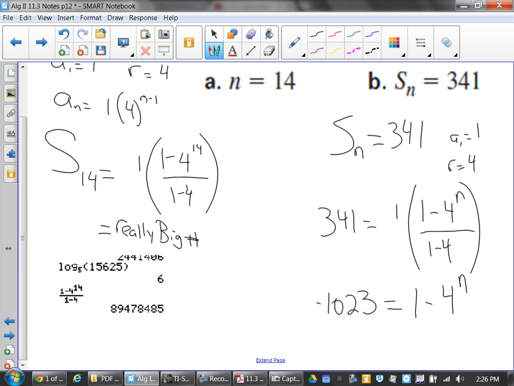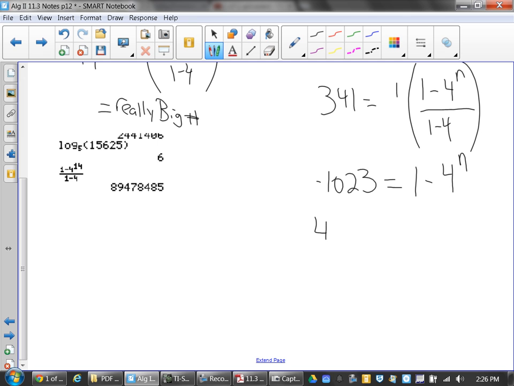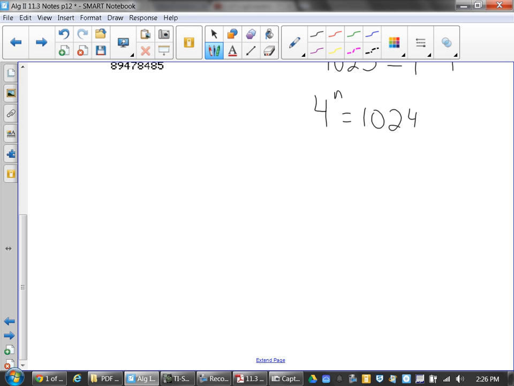Yep. All right. This is where I do the adding to both of those negatives. Then you add 4. Did you guys get 4 to the nth equals 1024? Yep. And then it's log base 4. How do I undo this exponent? Log base what? 4. Log base 4. When you log base 4 of both sides, what did you get for n? 5. It's a lot of work just to get 5.